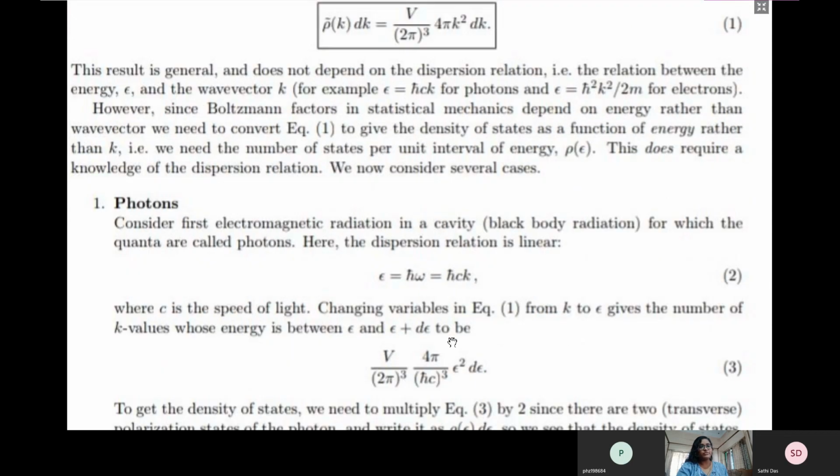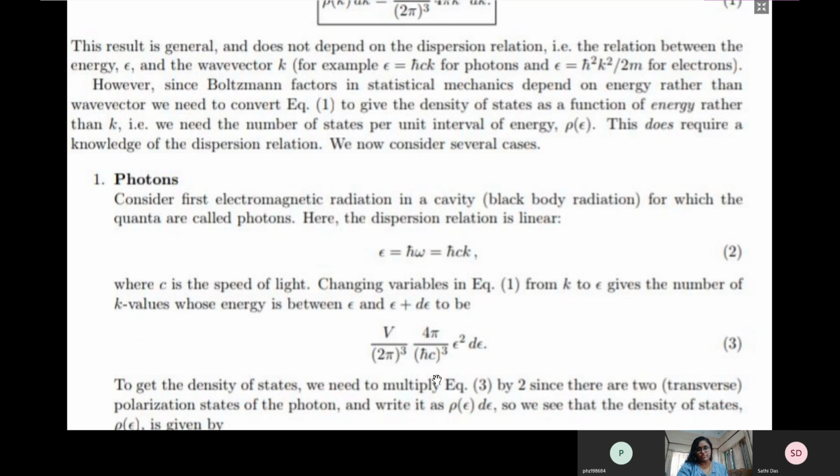That is k square dk. You write here to find out the formula for dk, and for epsilon equals h cross ck. So k will be epsilon by h cross c. So k square will be epsilon square by h cross c whole square, and dk will be d epsilon by h cross c. That's why here in the denominator it is h cross c whole cube.